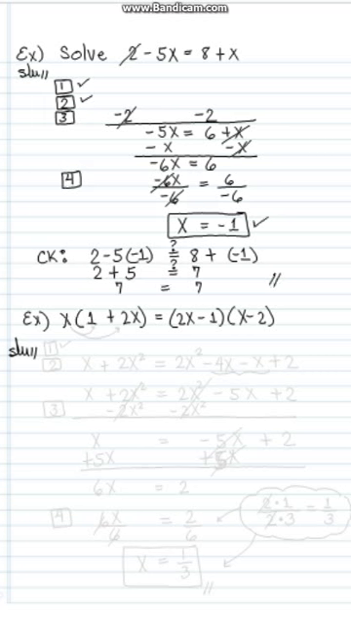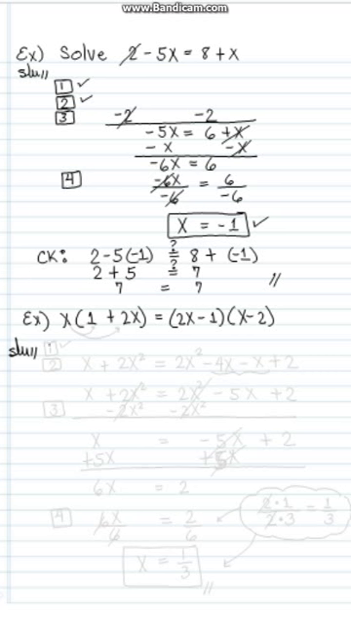The second equation is x times parenthesis 1 plus 2x equals parenthesis 2x minus 1 times parenthesis x minus 2. It is a first degree equation. It doesn't look like a first degree equation when we get rid of the parentheses in step 2. You're going to notice that we actually look like we have a second degree equation, but something magical is going to happen, so keep watching.